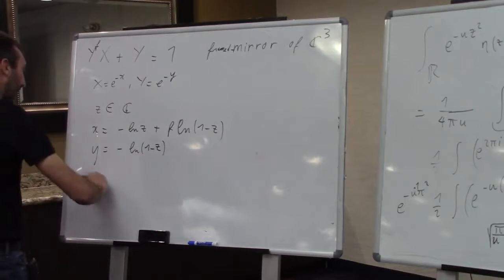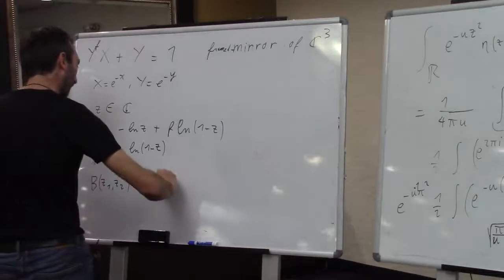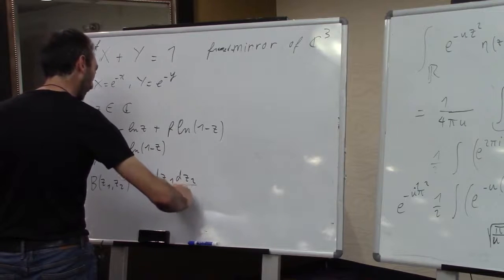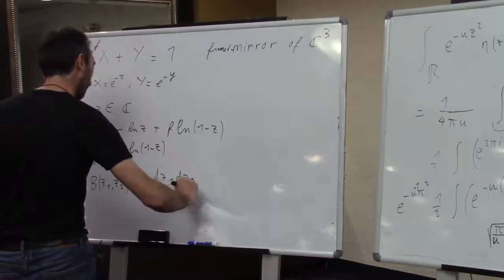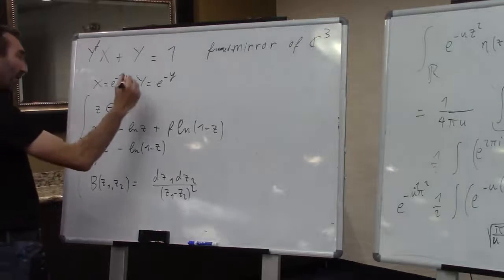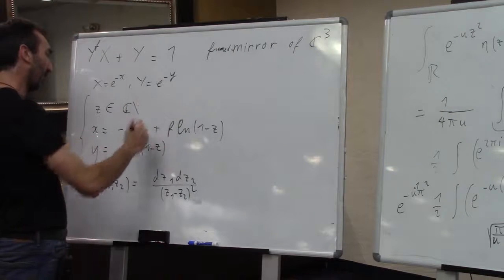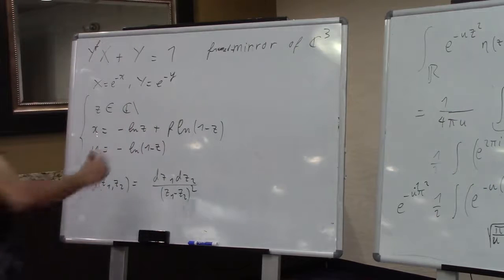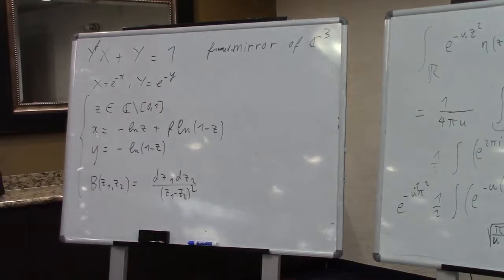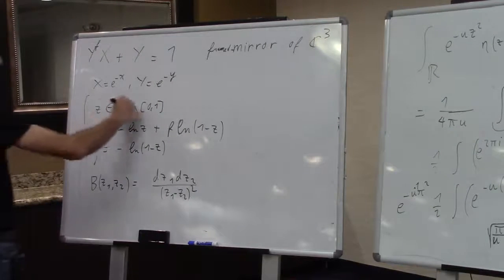And now take B(z1, z2) equals dz1 dz2 over (z1 minus z2) squared. So this is my curve. So in fact, to be well defined, you need to remove probably the segment 0,1, from CP1.